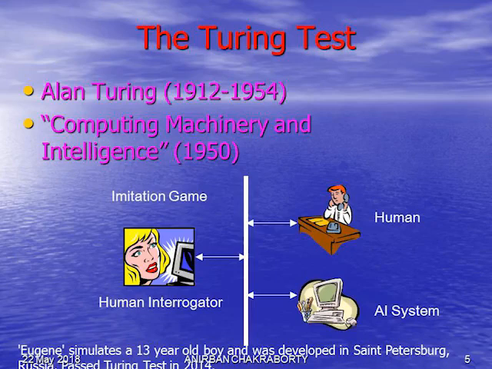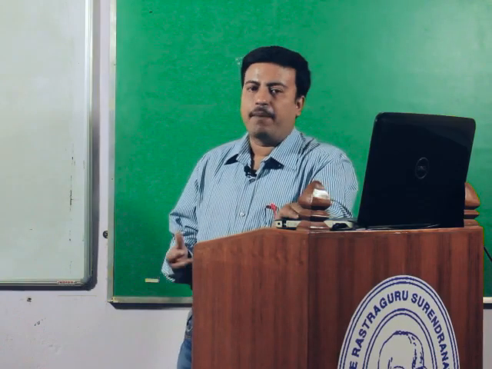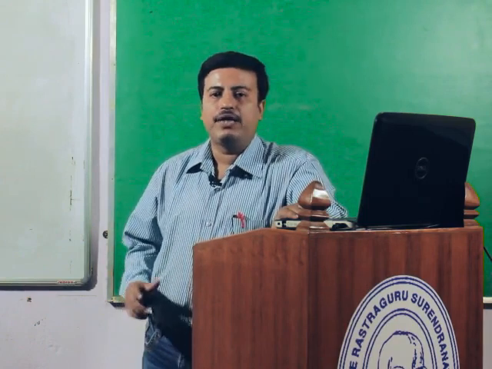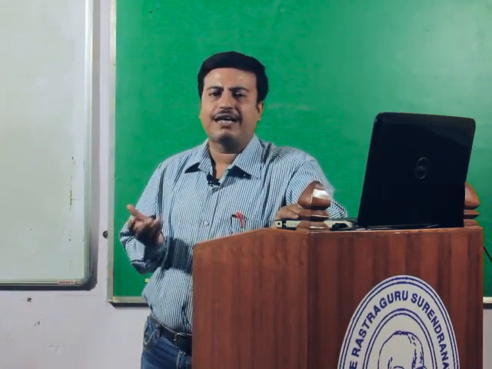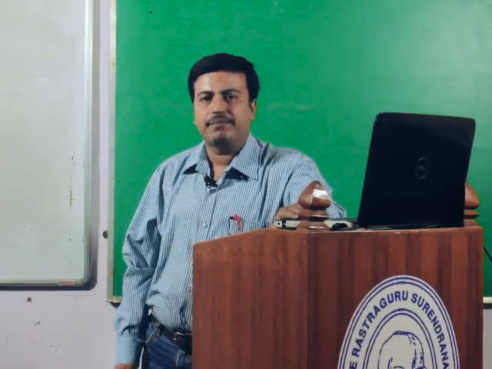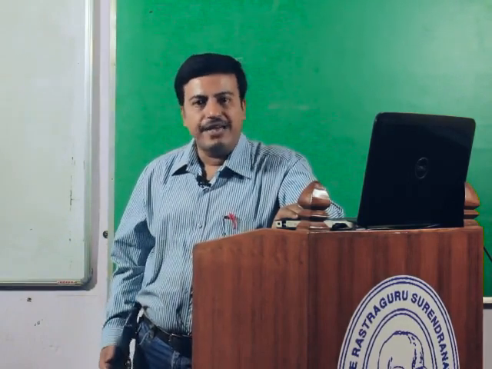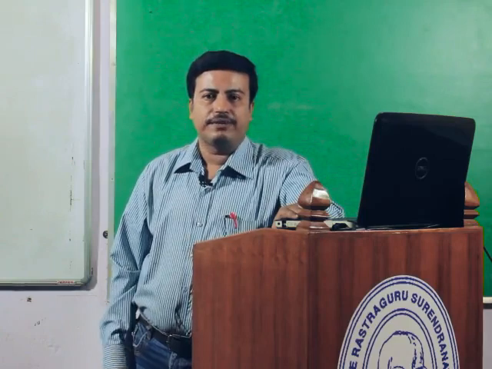Turing test, look at the slide. In the Turing test, what is there? On one side of the wall sits a human interrogator, and on the other side of the wall sits a human being and an AI system. Now at any particular moment, if the human interrogator is not able to discriminate whether the answer has come from the AI system or from the human being, then that particular system is said to be artificially intelligent.